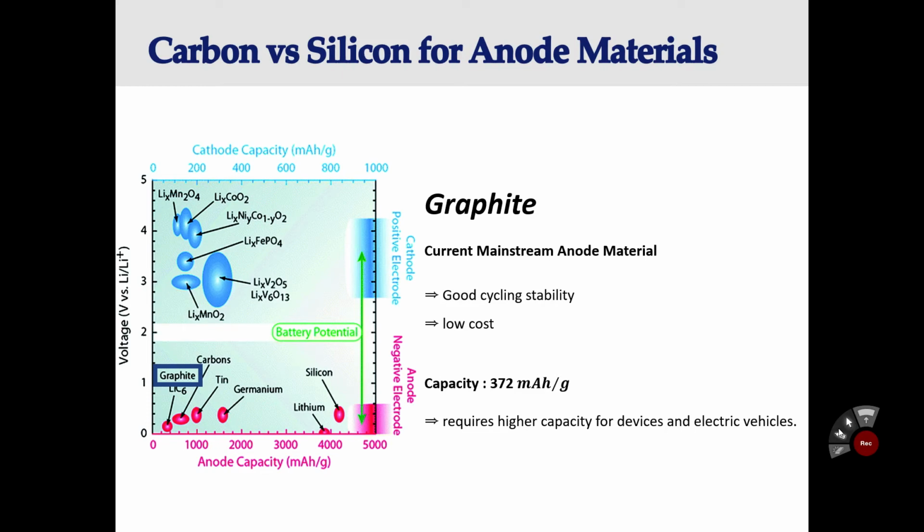First, graphite is currently used as a mainstream anode material for its good cycle stability and low cost. The graphite capacity is 372 milliampere-hours per gram, and high capacity is essential for devices and electric vehicles.